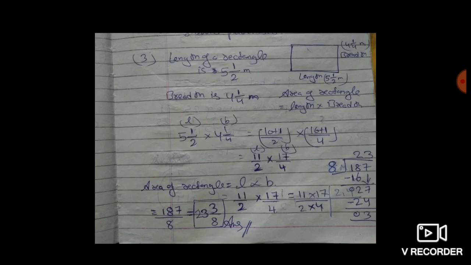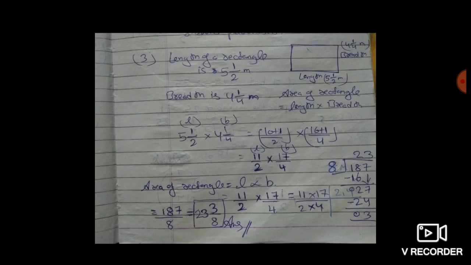And the product of these two mixed fractions is 11/2 into 17/4. Our new length is 11/2 and breadth is 17/4. So let's multiply using the formula: area of rectangle equals length into breadth. Here we multiply both the numerators and both the denominators. 11 into 17 upon 2 into 4, and the product is 187/8.